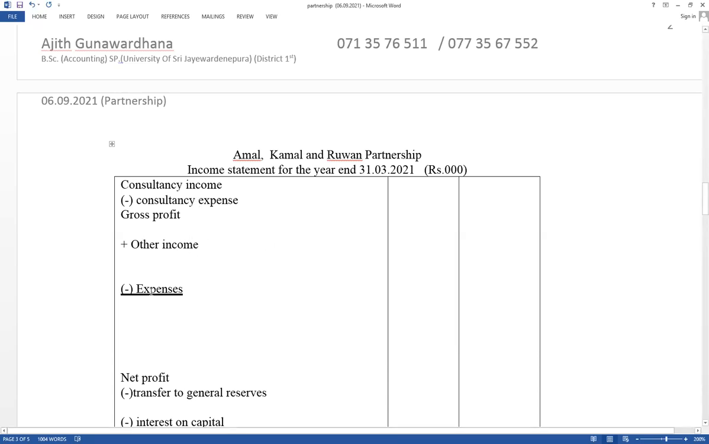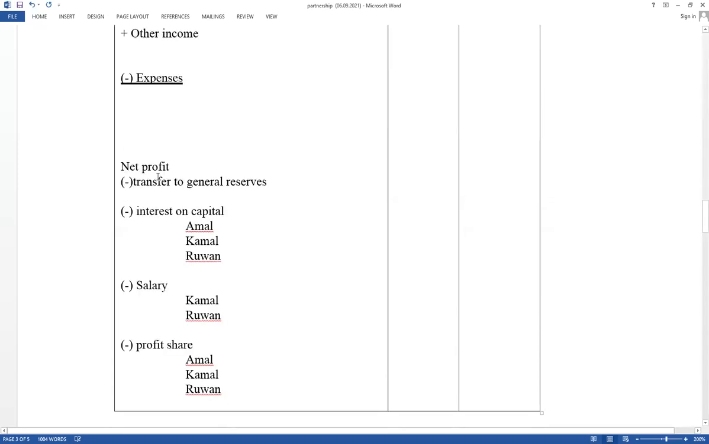Therefore, plus other income minus expense, net profit can be calculated. Then in this example, it has given transfer to the general reserves also. That value also should be deducted from net profit. Transfer to the general reserves. And it should be considered as a part of equity.